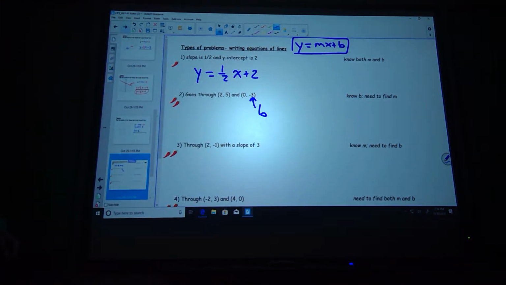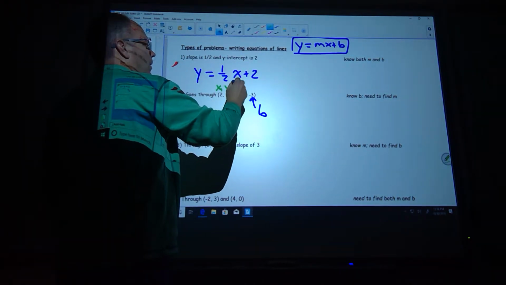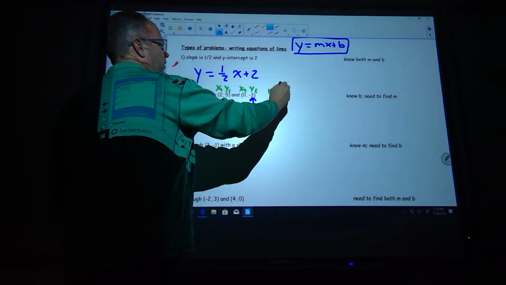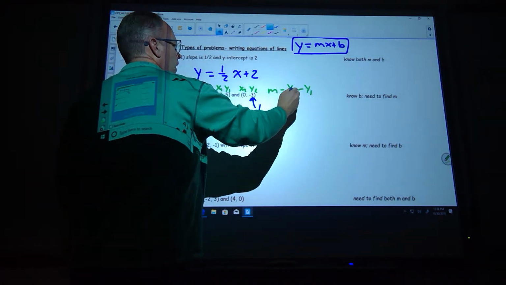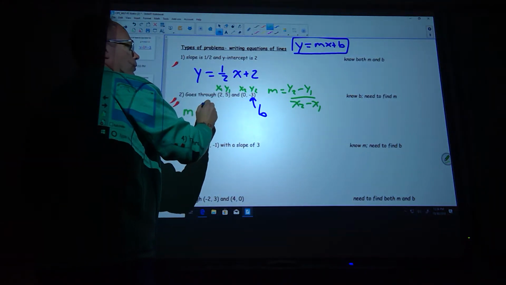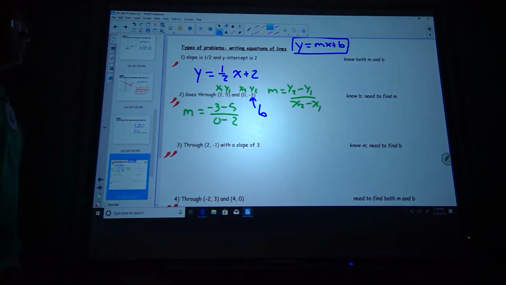Okay? And then we need to find the slope. There's some sort of equation we could use to find the slope. Is it y1 minus y2 and then x1 minus x2? So let's label x1, y1, x2, y2. The slope equation was this, if you don't remember off the top of your head. All right, so I get m equals -3 minus 5 over 0 minus 2.